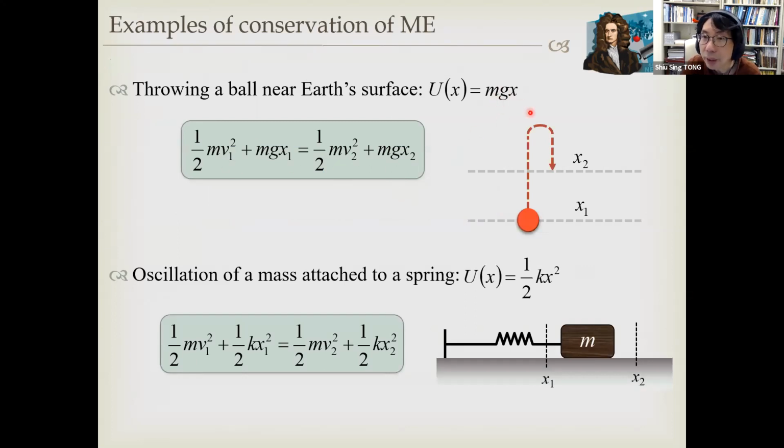Now, if U is mgx, with x at the two levels x1 and x2, then you substitute U to be mgx at the two different positions. You get the equation you learned in high school. That is the conservation of mechanical energy near the surface of the Earth, and the conservative force is gravity. Now, how about a spring mass system? If you put U as half k x squared, you get the kinetic energy plus the potential energy of a spring being equal to a constant. So that is the spring mass system conservation.